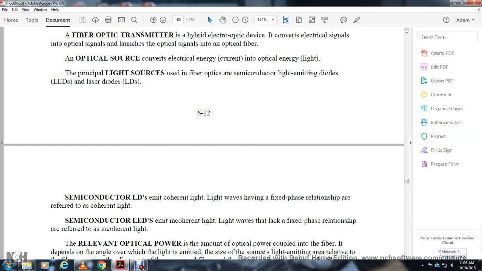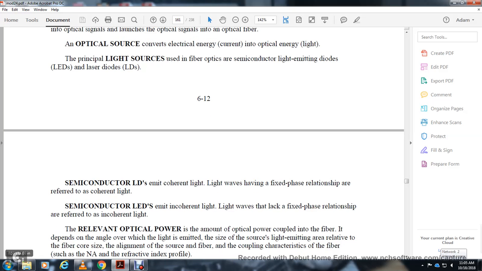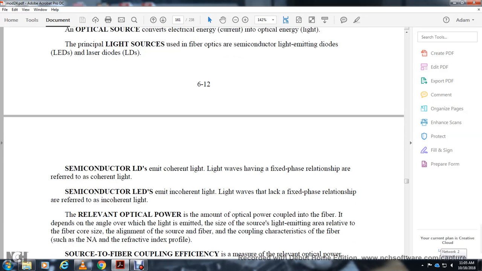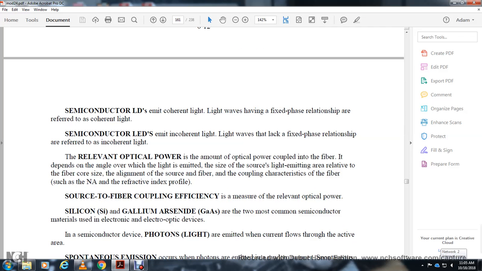Semiconductor lasers emit light that has a fixed phase relationship, referred to as coherent light. Semiconductor LEDs emit light without a fixed phase relationship, referred to as incoherent light. Relevant optical power is the amount of optical power coupled into the fiber, the percent of the light emitted, with the size of the source's light emitting area relative to the fiber core. The coupling characteristics depend on the numerical aperture and refractive index profile of the fiber. Coupling efficiency measures the relevant optical power.